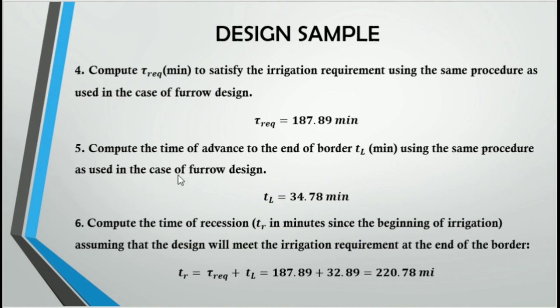And then next, compute the time of advance to the end of border, TL, in minutes, using the same procedure as used in the case of furrow design. This step will be based on the equation discussed a while ago. So your TL could be 34.78 minutes. And then compute the time of recession, assuming that the design will meet the irrigation requirement at the end of the border. So your time of recession, as we all know, is the sum of the value of this and the value of this. So it will give you 220.78 minutes.